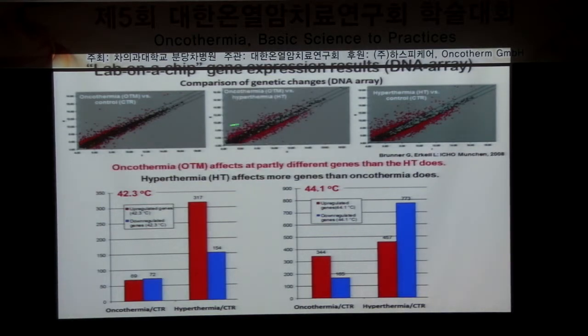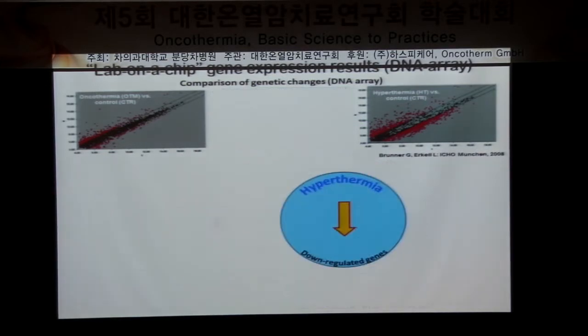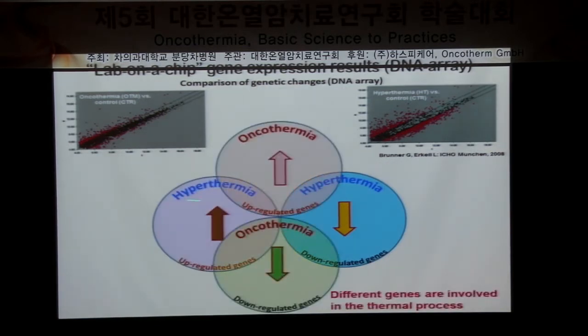But if we study the cross effect between Oncothermia and Hyperthermia, then you can see that totally different genes are up and down in the different things. So it means they are not equal, despite the temperatures being equal. The temperature is 42.3, 42, 42.1. So the Hyperthermia up and down regulation is overlapping, but not identical, with the Oncothermia up and down regulation.